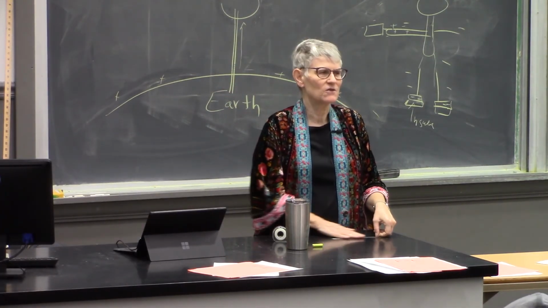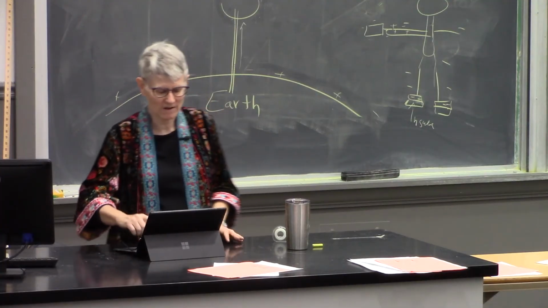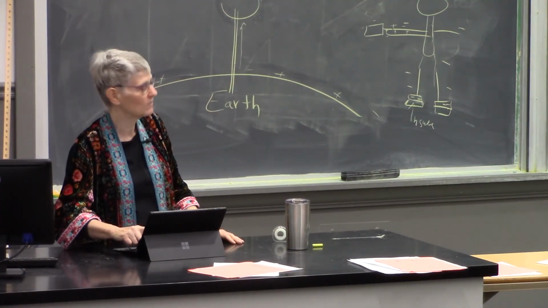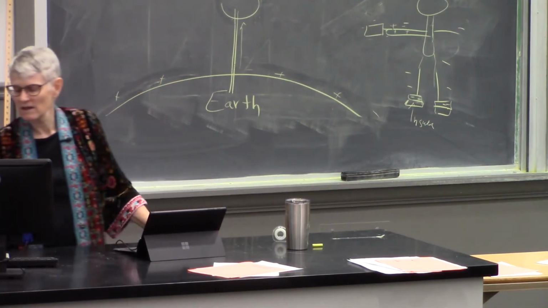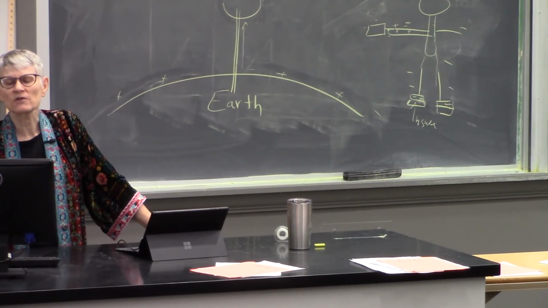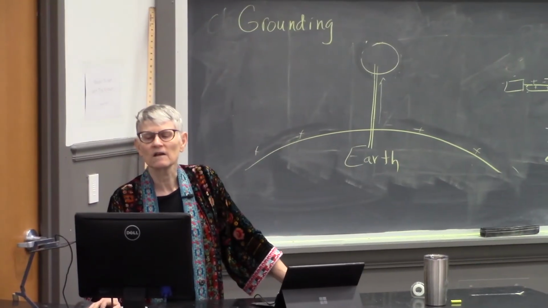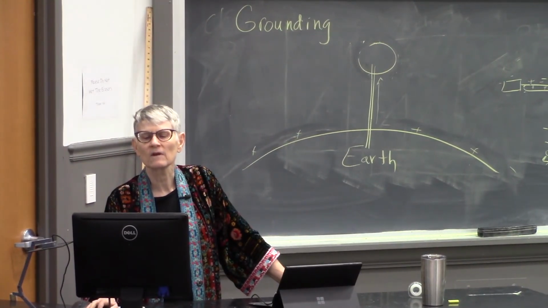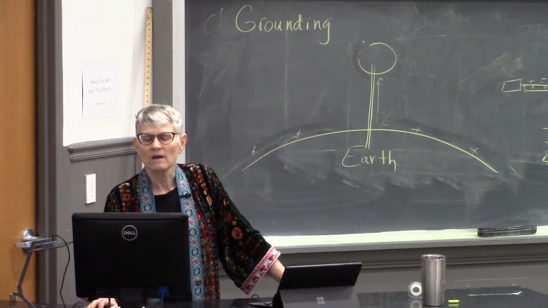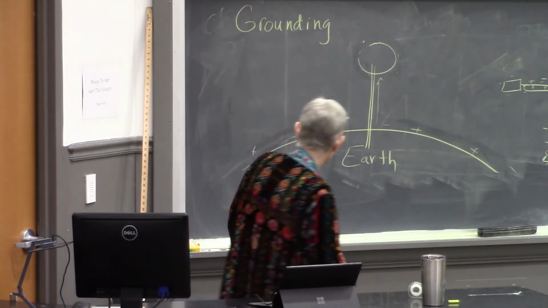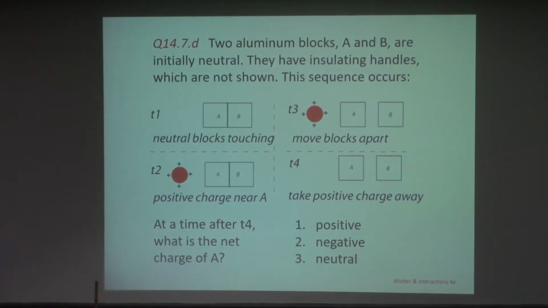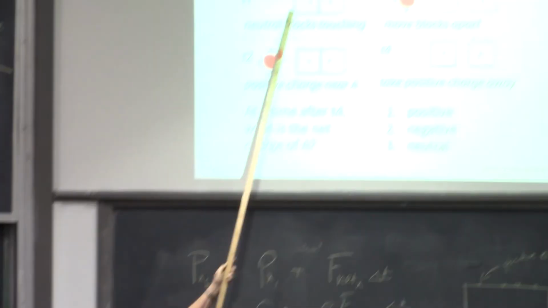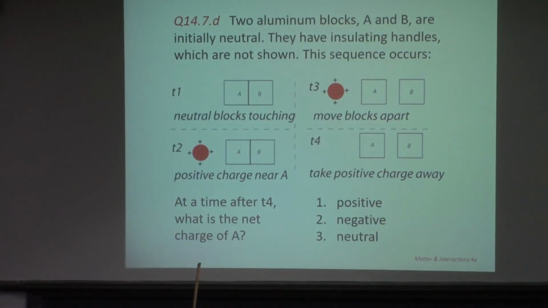So some fairly interesting phenomena going on here. Now there's another way to transfer charge with a conductor. So let me talk you through what's happening here. We have two aluminum blocks that are initially neutral, and they're just sitting there. So this is time one. The blocks are neutral. They're touching each other.